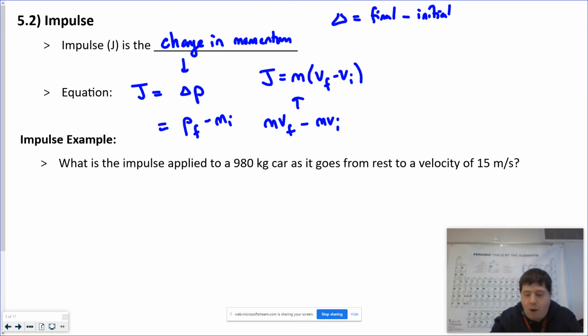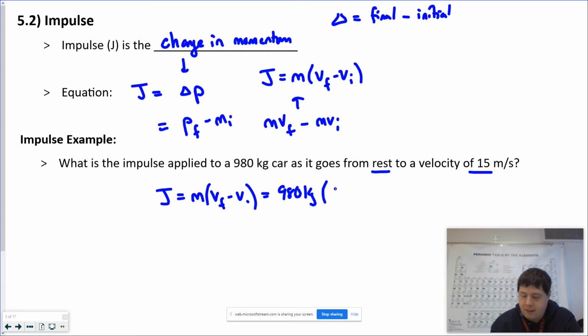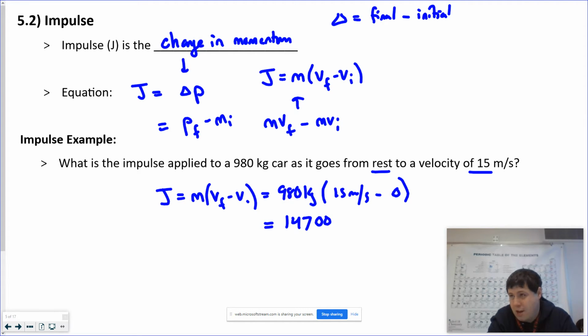So here it says, what's the impulse applied to a 980 kilogram car as it goes from rest to a velocity of 15? So we'll say J is going to be m times (vf minus vi). Our mass is 980 kilograms. It goes from rest to 15. So 15 is the final. Rest is 0. That's the initial. And it looks like I get 14,700. And the units here are just the same because momentum is kilogram meters per second. So change in momentum is also kilogram meters per second.